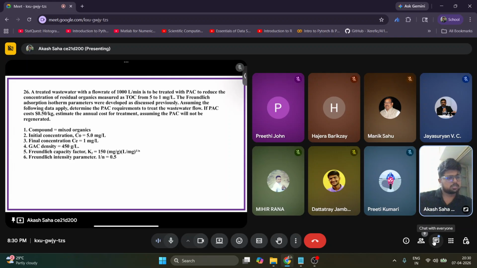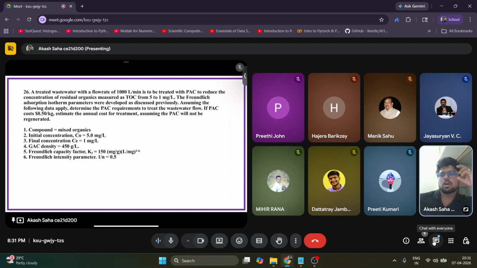So yes, a treated wastewater with a flow of 1000 liter per minute is to be treated with PAC to reduce the concentration of residual organics, measured as TOC, from 5 to 1 milligram per liter. The Freundlich adsorption parameters are developed as below. Assuming that the following data apply, determine the PAC requirements to treat the wastewater flow.